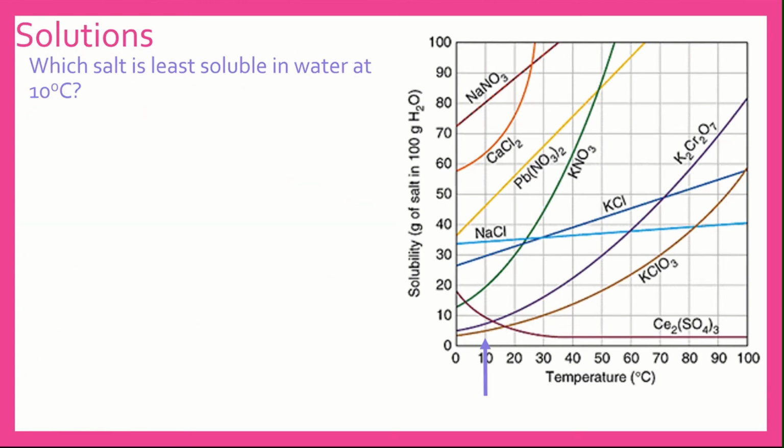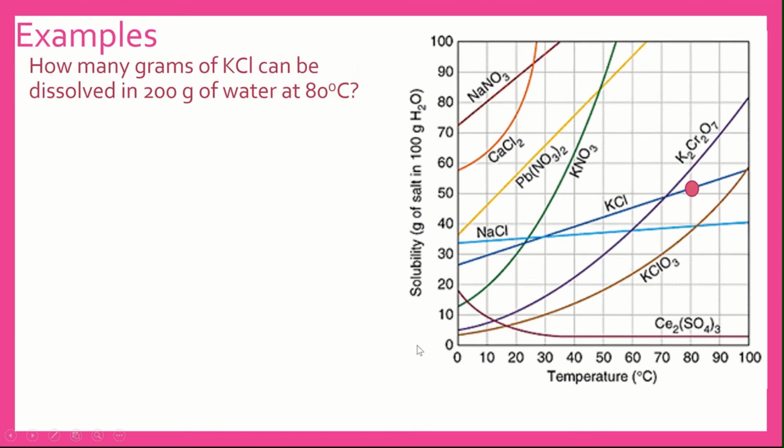All right, which salt is least soluble in water at 10 degrees Celsius? So we find 10 degrees up, get a nice arrow there. Followed up, looks like potassium chlorate, KClO3. We've run into that line first. It is least soluble in 100 grams of water at 10 degrees.